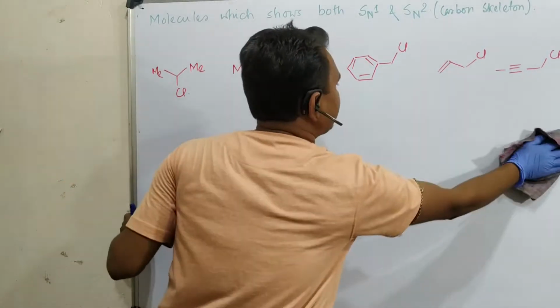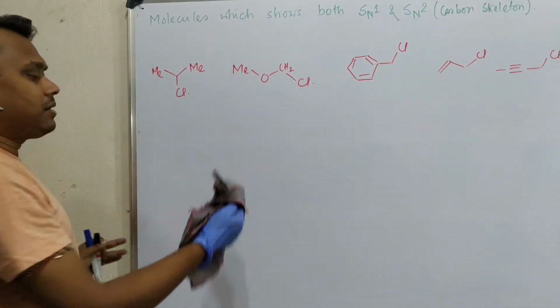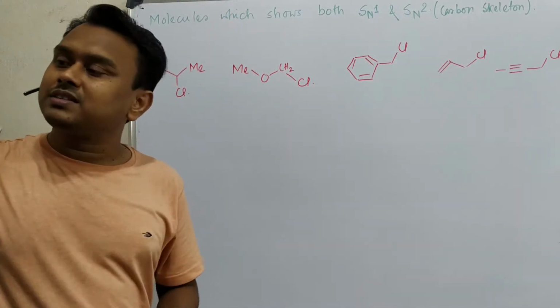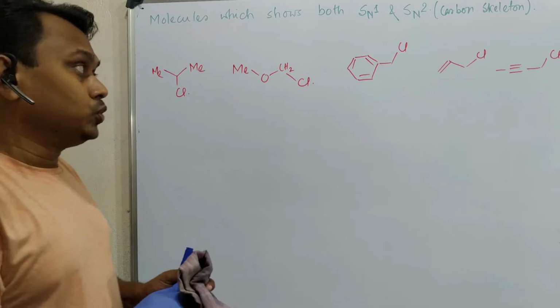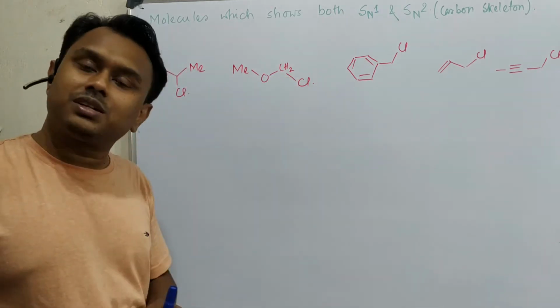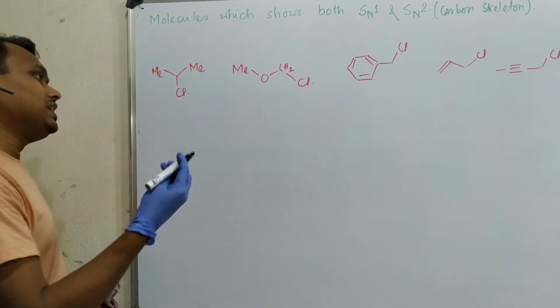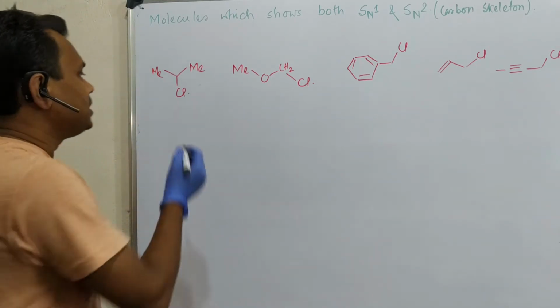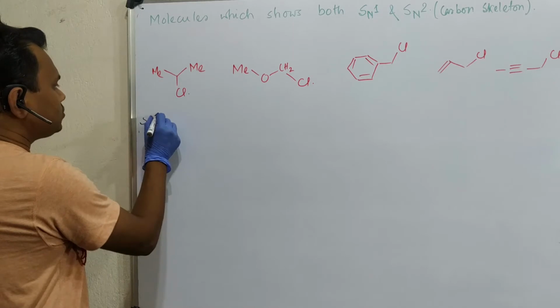Now just look at these substrates. As I told, they both do SN1 and SN2 efficiently. Now, two points. One is the produced carbocation. For the SN1 reaction, the produced carbocation should be stable. So, let's discuss the SN1 part first.